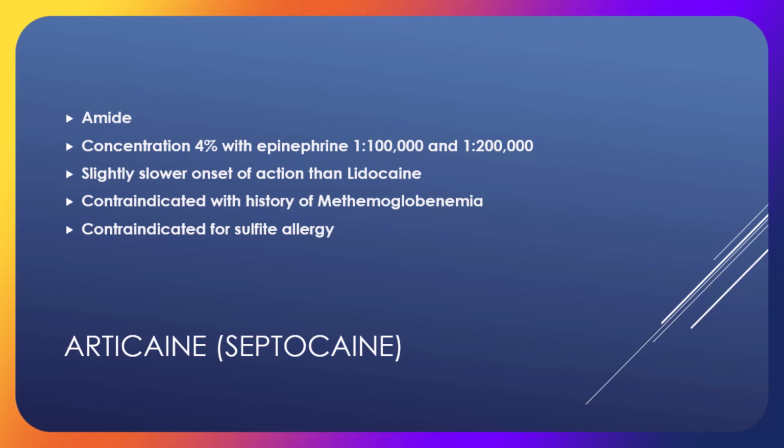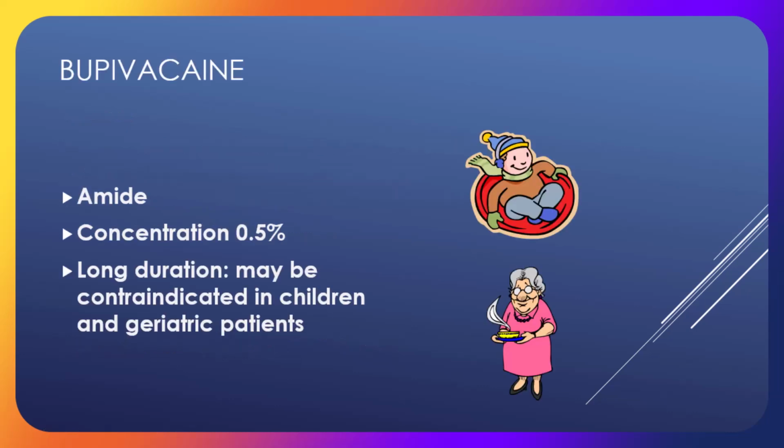If it is done, articaine is the anesthetic that's going to work best to get through that more dense bone. Bupivacaine is our Marcaine, or our longer acting anesthetic. It's an amide with a concentration of 0.5%. It's a long duration. It may be contraindicated in children and geriatric patients because it stays in their system longer, and if it's in the system longer, there's more potential for toxicity.